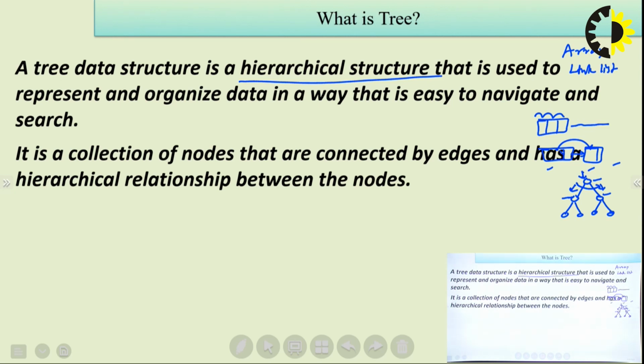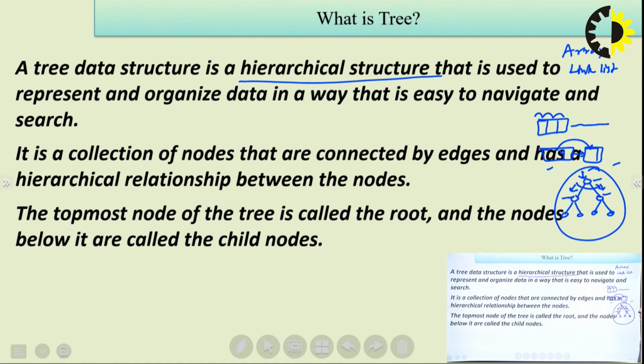A tree is a collection of nodes that are connected by edges, with a hierarchical relationship between the nodes. The topmost node of the tree is called the root. This is the root, and the nodes below it are called the child nodes.